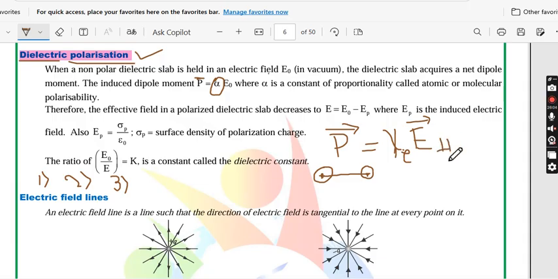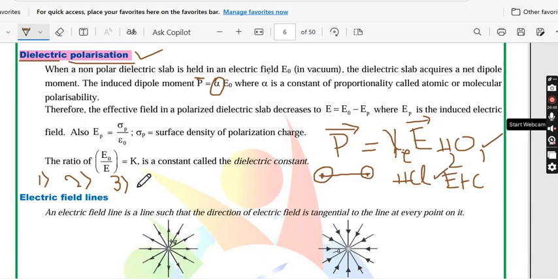For example, H2O and HCl, etc. So what do you mean by polar molecules then? A polar molecule is one in which the centers of positive and negative charges are separated even when there is no external field. Such molecules are called polar molecules, and it has a permanent dipole moment. Examples: H2O and HCl, water and hydrochloric acid. So these are the polar molecules.